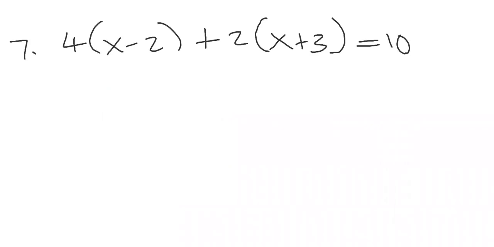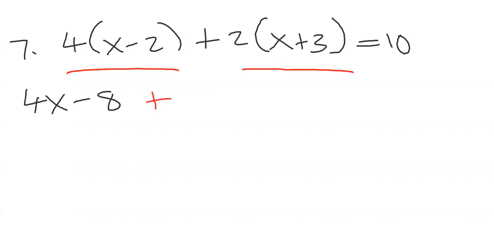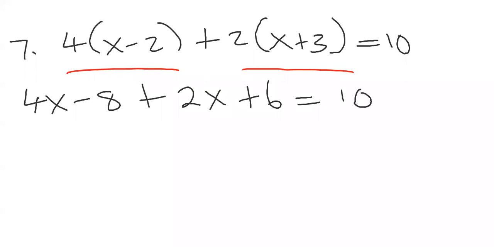We start off by removing the brackets. The 4 outside multiplies everything inside the bracket. So we have 4 times x, that gives us 4x, and 4 times negative 2 gives us negative 8. Then we move on to this side. 2 multiplied by x gives us 2x, 2 multiplied by 3 gives us 6, and everything is equal to 10.